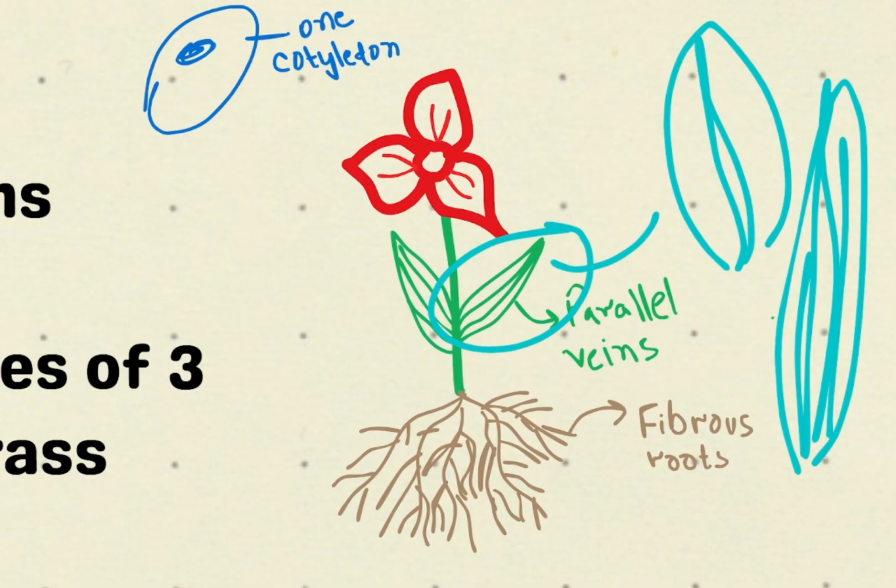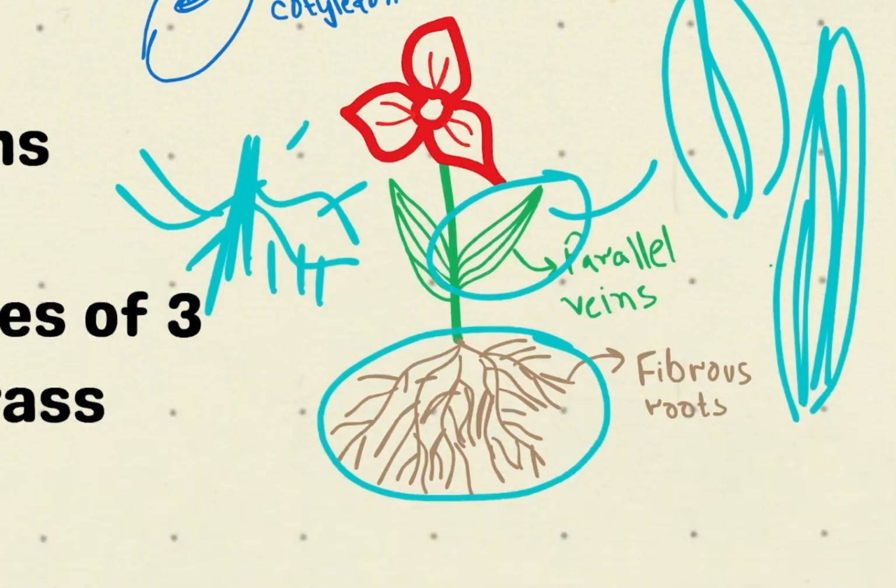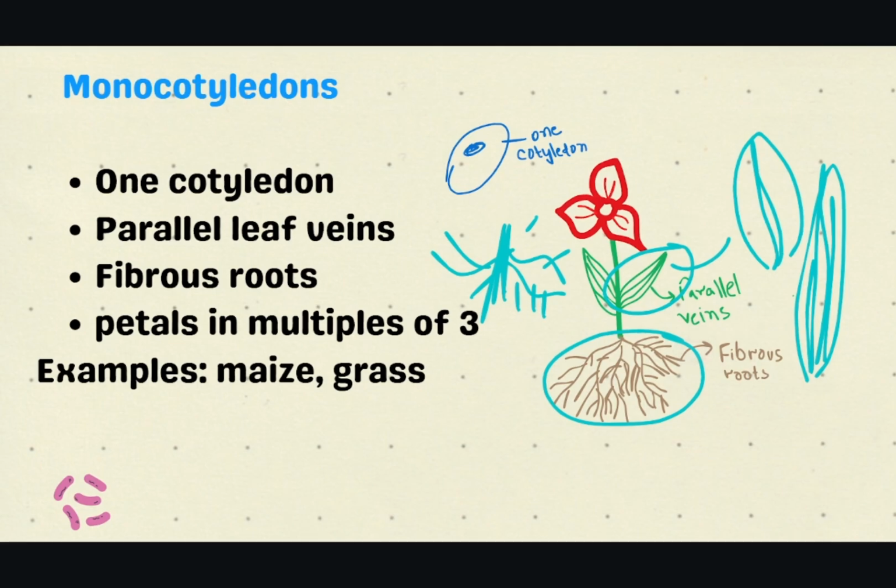And the third distinct thing that tells me right away that this plant is a monocotyledon is that they have fibrous roots. Fibrous roots means a network spread, a very small network of roots. So these are the 3 things that will instantly tell me that this flowering plant belongs to the monocotyledon category and not a dicot one. So examples: maize and grass. Yes, grass is an example of a monocotyledon.